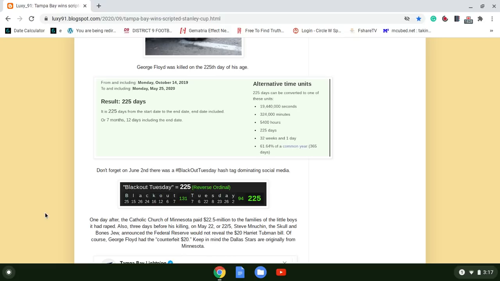So one day after George Floyd's death, the Church of Minnesota paid $22.5 million to families of little boys it had raped. 3 days before was May 22nd, the date written 22/5. Steve Munchin, the Skull and Bones Jew, announced that the Federal Reserve would not reveal the $20 Harriet Tubman bill. George Floyd was supposedly arrested and then killed after trying to pay with a counterfeit $20 bill. Keep in mind the Dallas Stars are originally from Minnesota.